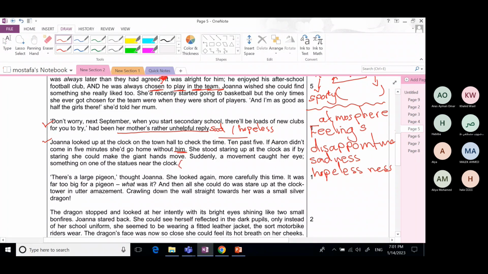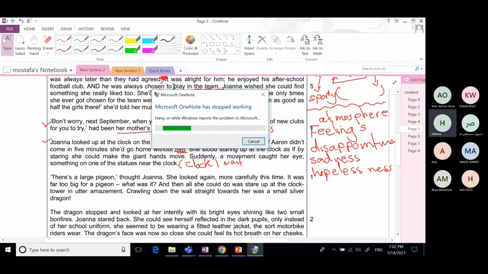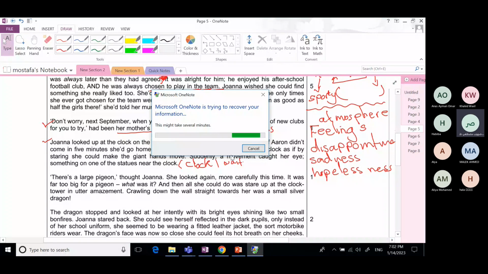Okay, wait. So here, something is about to happen beside the clock, because it says she is staring at the clock. For what reason is she staring? Waiting for her brother, right? She is waiting for her brother, and while waiting, something is about to happen. Did we learn here what is about to happen? We didn't. No. Okay.